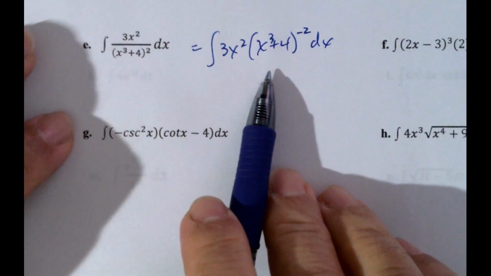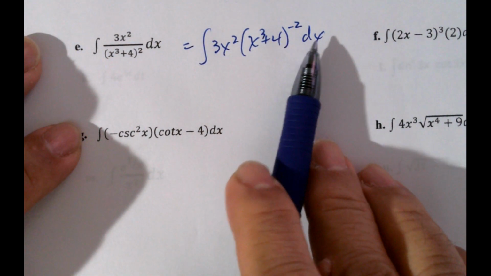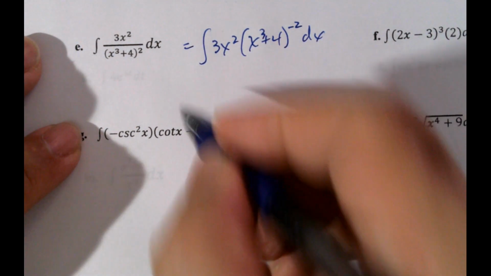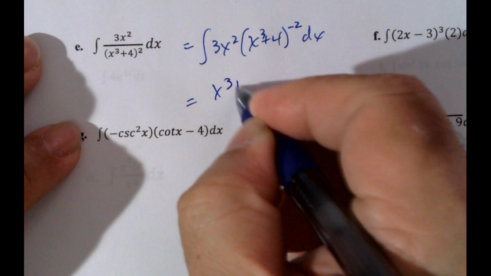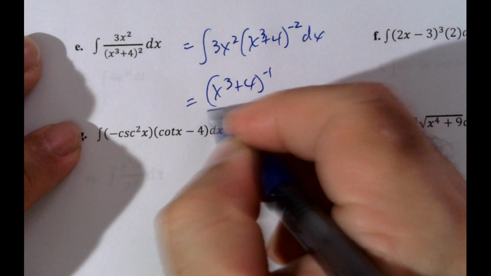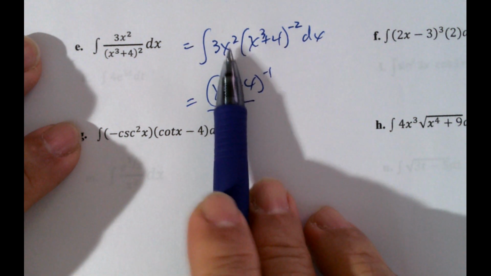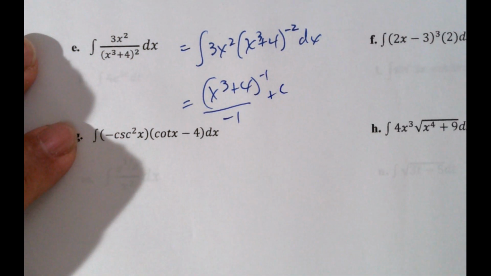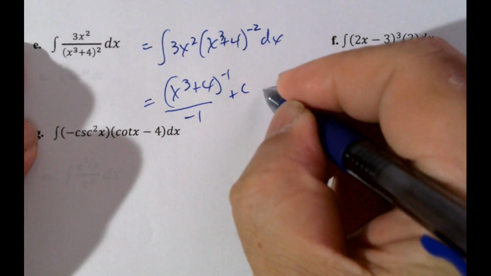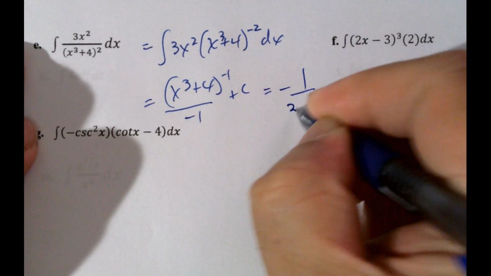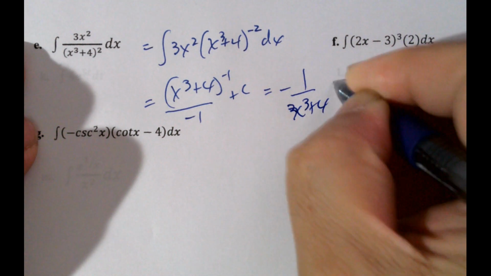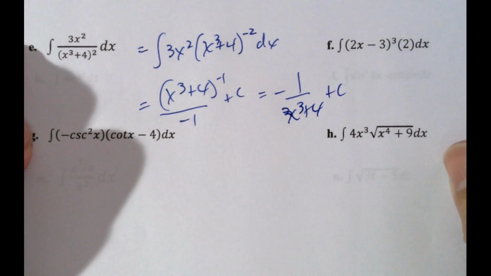So x cubed plus 4 to the negative 2, I am going to use power rule on that. So it's x cubed plus 4 to the negative 1 divided by negative 1. Remember the derivative is absorbed, so that's gone. Plus c, let's write that a little better. It's going to be negative 1 over x cubed plus 4 plus c. Sorry for the handwriting.